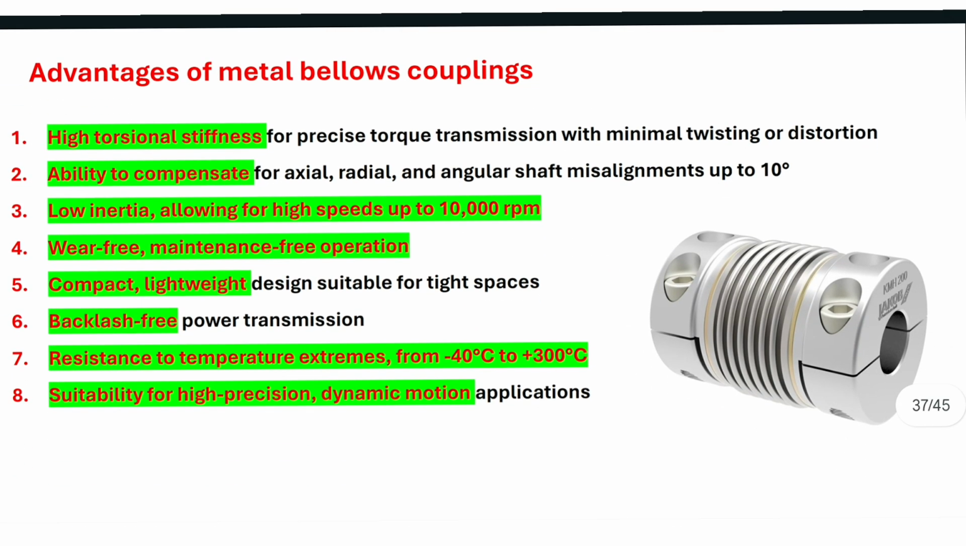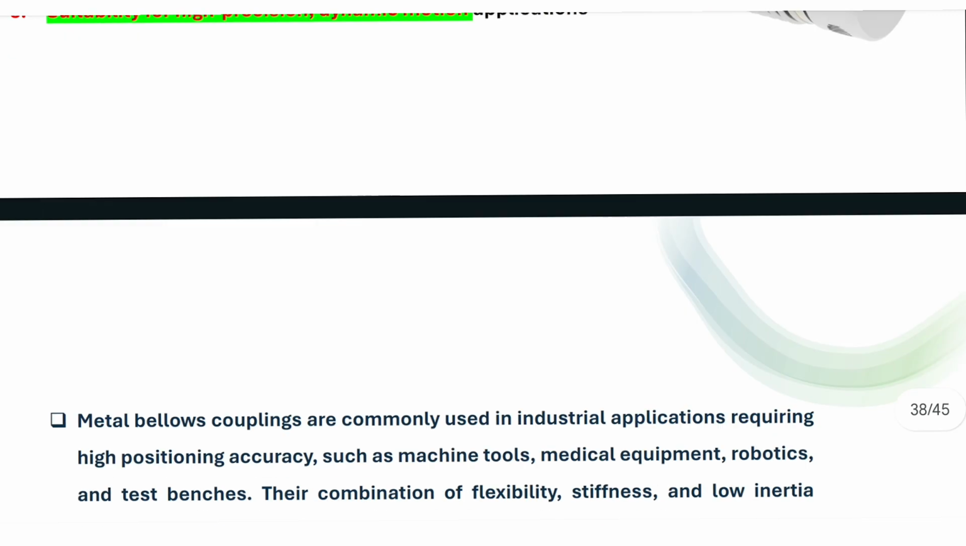Okay, advantages of metal bellows coupling: first is high torsional stiffness, second is ability to compensate misalignment, third is low inertia allowing for high speed up to 10,000 rpm, fourth is wear-free, maintenance-free operation, fifth is compact and lightweight, sixth is backlash free, seven is resistance to temperature extremes from minus 40 degrees Celsius to plus 300 degrees Celsius, and suitability for high precision dynamic motions.